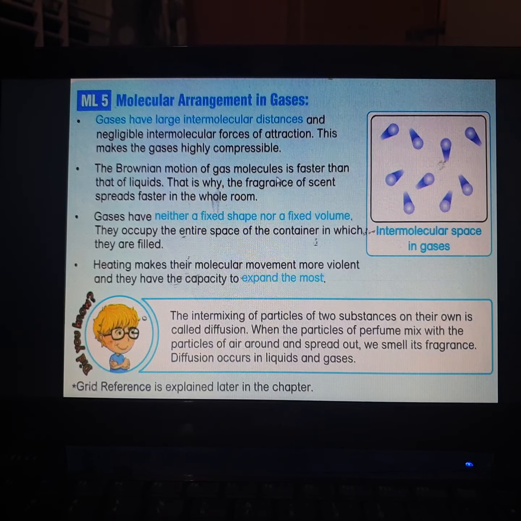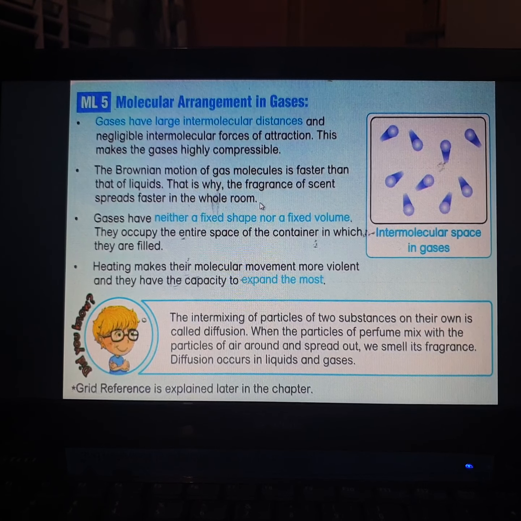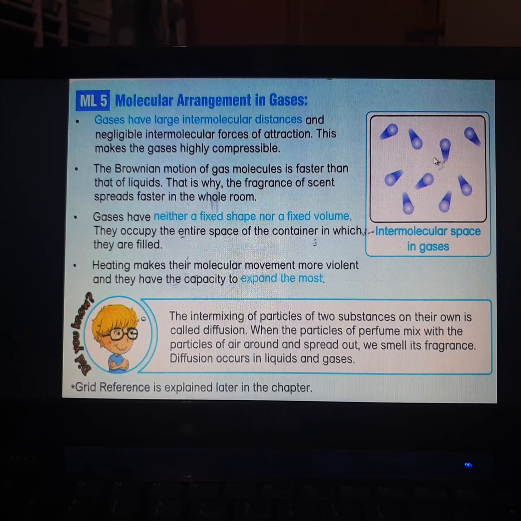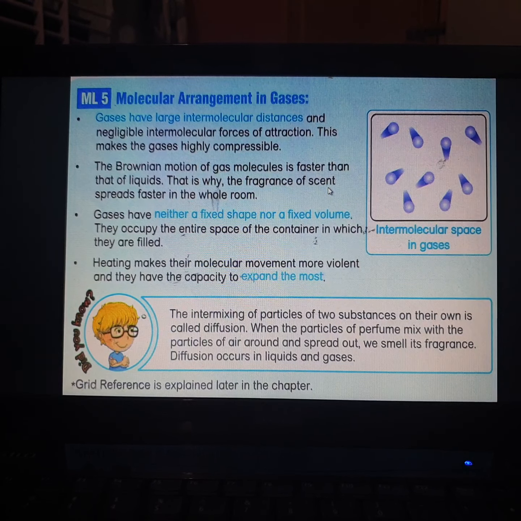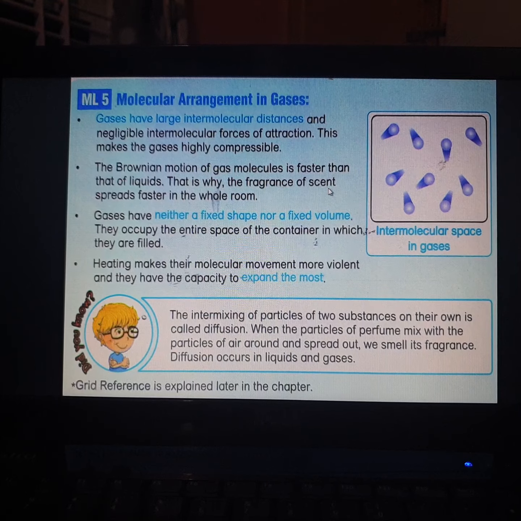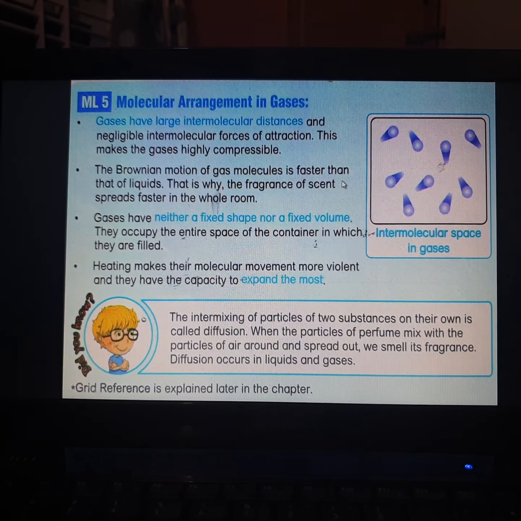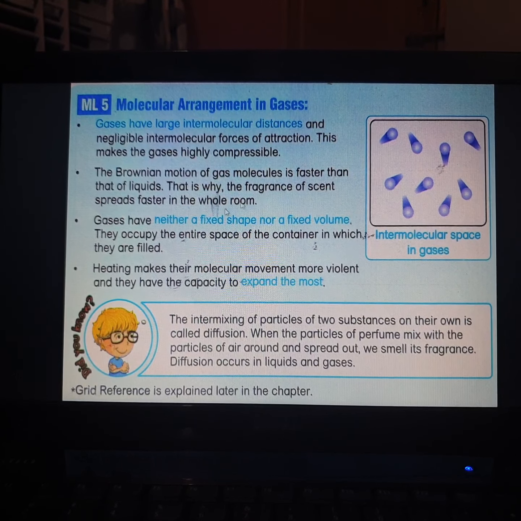The Brownian motion of gas molecules is faster than that of liquid. That is why the fragrance of a scent spreads faster in the whole room. That is, the gas molecules move faster than the liquid. That is the reason why if someone has sprayed a scent or a perfume or lit an incense stick, the smell spreads in the complete room. Why? Because the molecules move faster than the liquid.